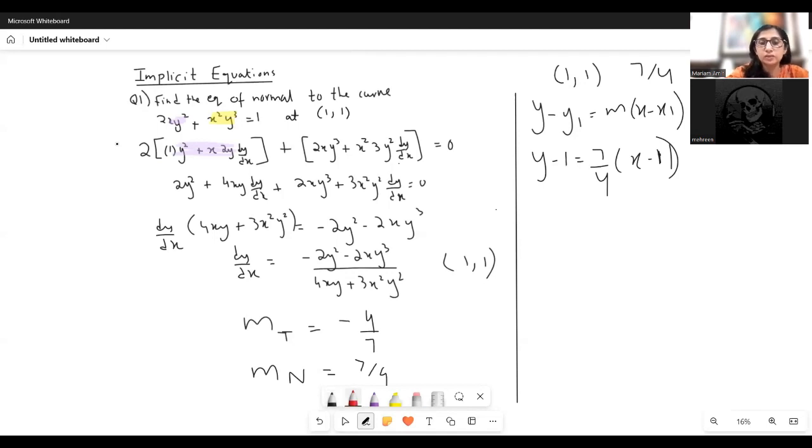That's going to be the equation of the normal. And had they just asked for the equation of the tangent, then it would have been y minus 1 equals minus 4 over 7 times x minus 1. This is the equation of the tangent.